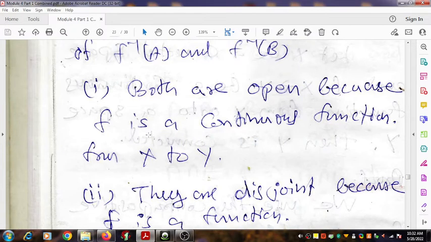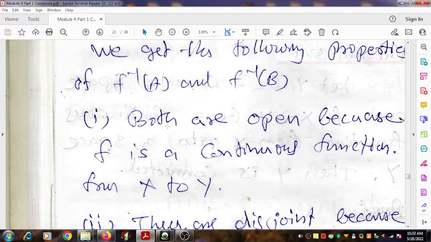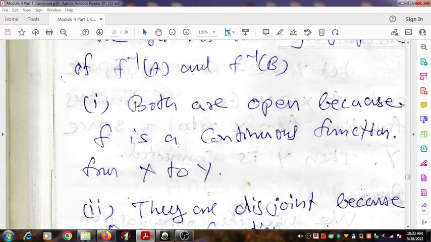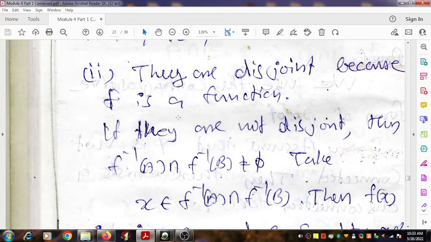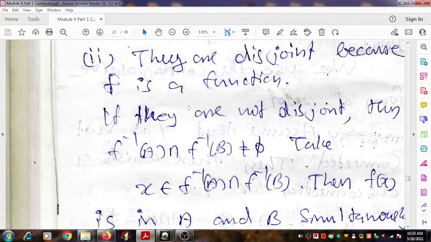Since F is a continuous function from X onto Y, it is very clear that F inverse of A and F inverse of B must be open in X. It's because A and B are open sets in Y. The second property of F inverse of A and F inverse of B is that they are disjoint. F inverse of A and F inverse of B are disjoint subsets of X.